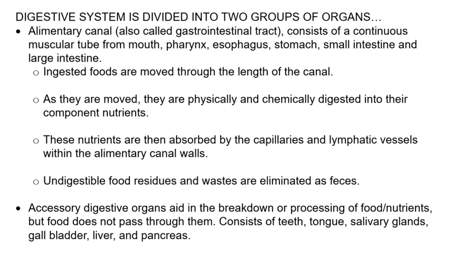The accessory digestive organs aid in the breakdown or the processing of food and nutrients. However, the ingested food does not pass through the accessory organs. These organs and structures consist of the teeth, the tongue, the salivary glands, the gallbladder, the liver, and the pancreas.